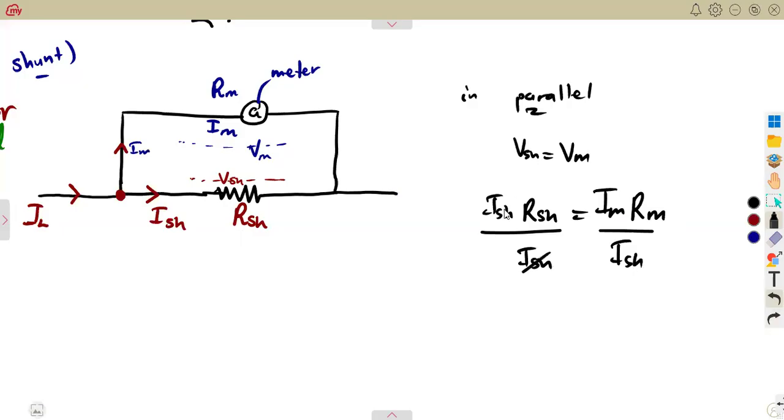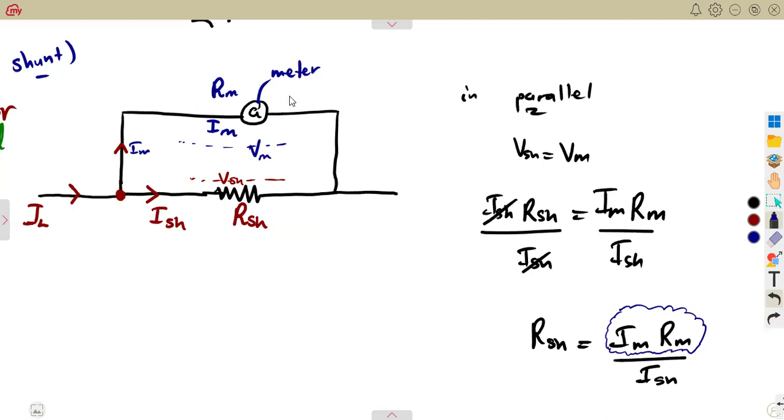So in this case, we are going to obtain the shunt resistance from this formula. If we take a closer look at this formula, this whole part here, Im, is the current of the meter, and the resistance of the meter times that is the voltage across the meter that you're given. So if you are given the voltage across the meter, there is no need for you to use this. You can just use the voltage across the meter over the shunt current.